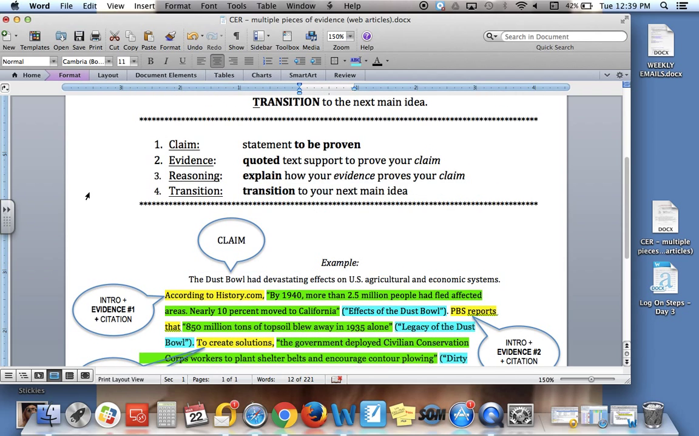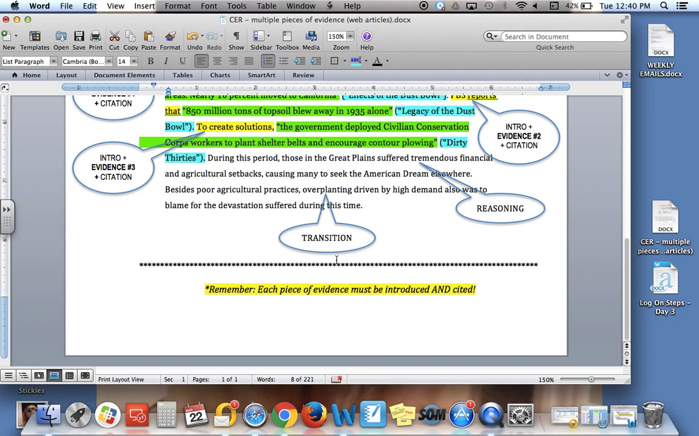And lastly, we need to transition to our next main idea. Here's my transition sentence. Besides poor agricultural practices, overplanting driven by high demand also was to blame for the devastation suffered during this time. My current main idea is poor agricultural practices. And my next paragraph, if I were to write it, would clearly be about overplanting driven by high demand. So you recap where you've been and you hint at where you're going next.